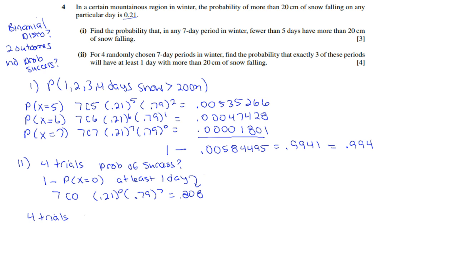So now I've got 4 trials. I do the same kind of thing, only I'm looking for x equals 3. So 4 combination 3, probability of success is 0.808 to the 3rd, probability of failure 0.192 to the 1st. All I got to do is multiply that out, and I found the probability is 0.405.